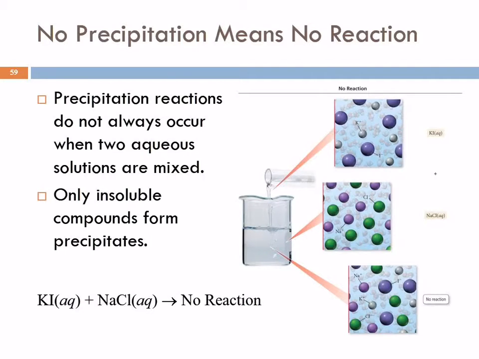So there's not actually a chemical reaction that occurs. It's just a physical change. There was mixing, but there's no changes. There's no new solid formed. And so the result of that is no reaction. Any questions?